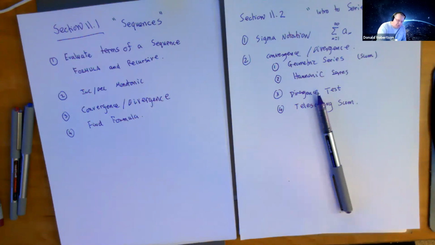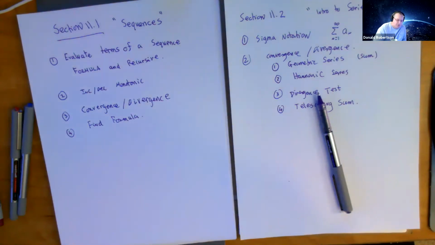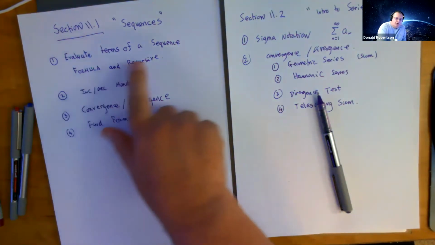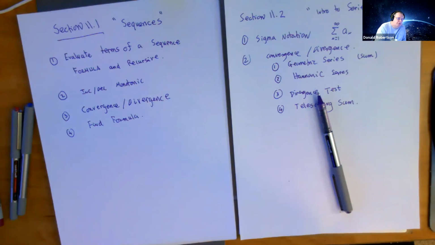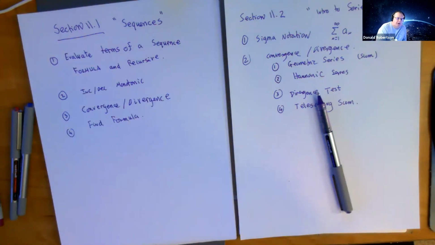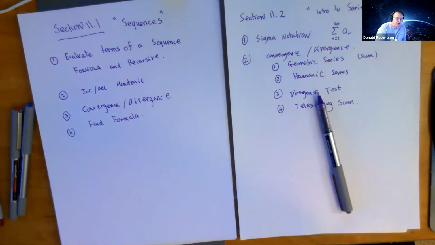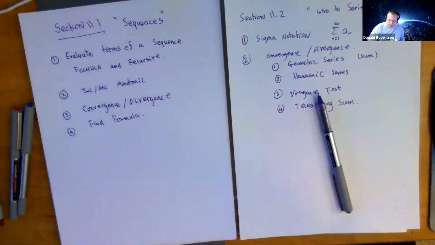So the kind of things we're going to practice today are evaluating terms of a sequence, either by being given a formula or by using what's called a recursive relationship. We're going to talk about a sequence being increasing or decreasing. If a sequence is always increasing or always decreasing, it's called monotonic. And we're going to look at how you test for convergence or divergence. We've seen that. And a little bit about finding formulas. So that's definitely going to get done today.